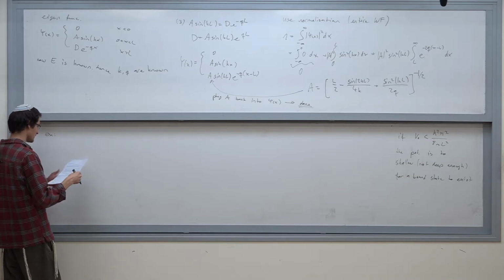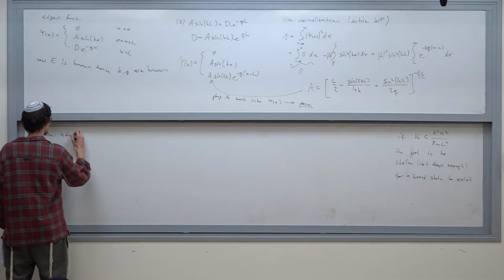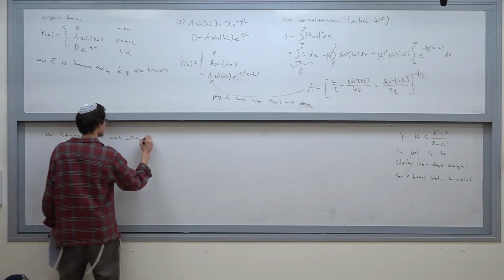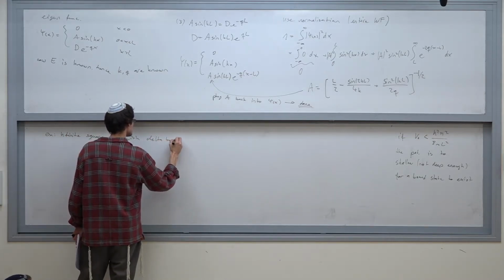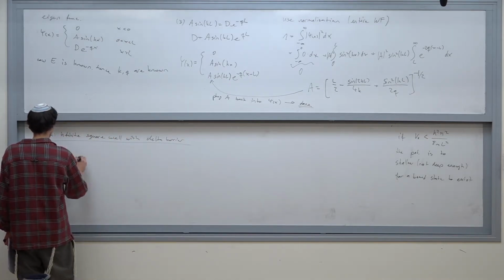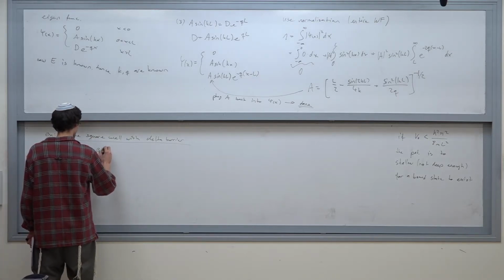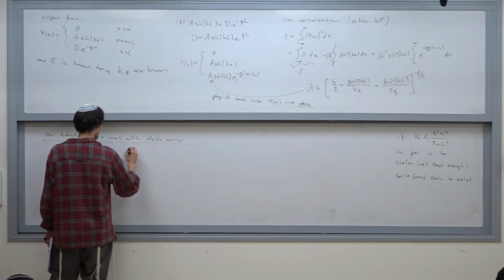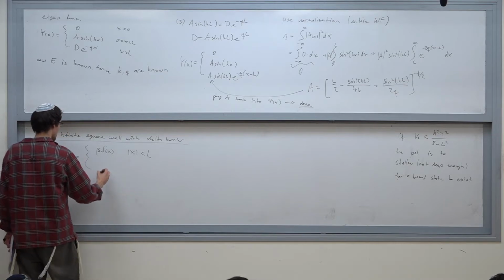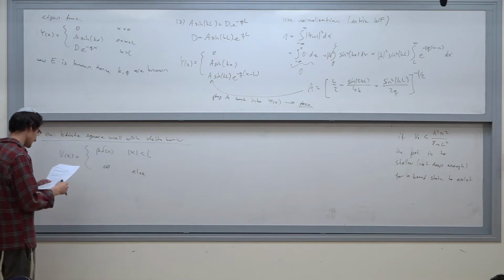We're going to solve an infinite square well with a delta barrier inside. What does that mean? We're considering the potential that equals beta times delta of x when x is smaller than some L in absolute value, and it is infinite outside this area.